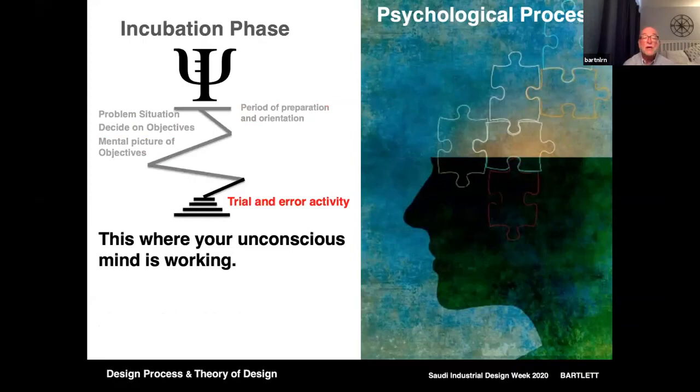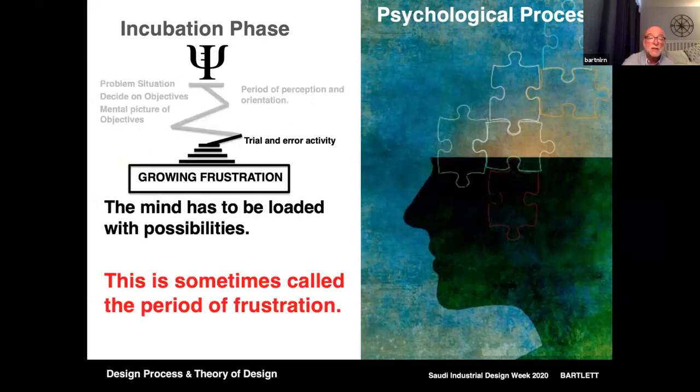And then this is where you go through a period of trial and error activity. You try something, you sketch it out, you look at it, and you may think, okay, this may work or this may not work. And this is where your unconscious mind is working. So in this incubation phase, we have filled ourselves with what the problem is all about. We decided on some objectives. We got a mental picture of these objectives. And then we go through a process of trial and error. And this is where the unconscious mind is working.